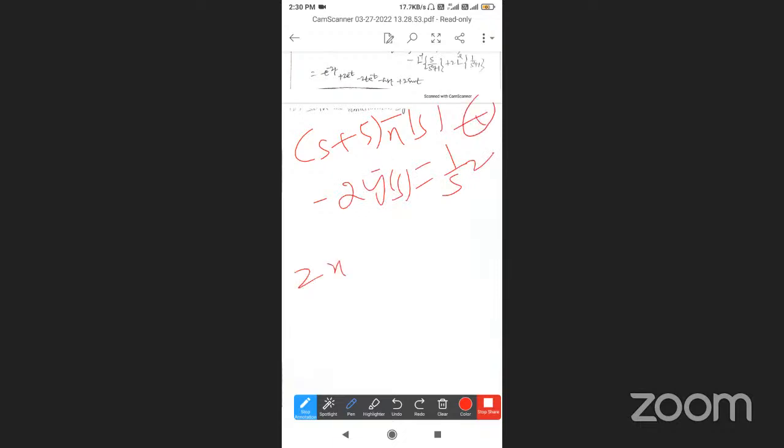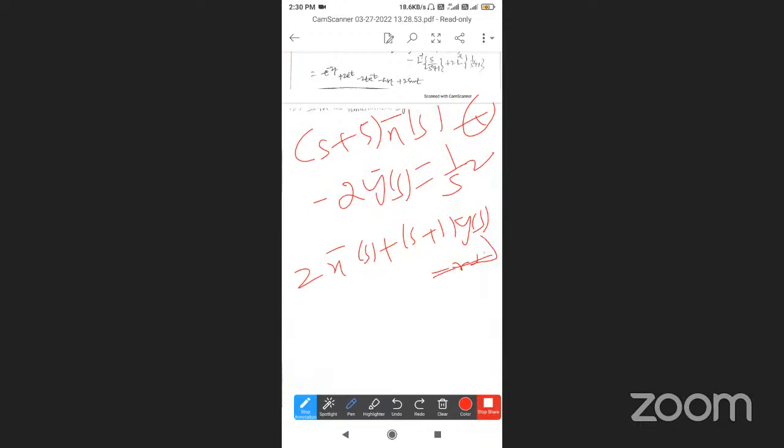So this is clear. What happened is: (s + 5) x̄(s) − 2ȳ(s) = 1/s². That is one equation. The next equation is 2x̄(s) + (s + 1)ȳ(s) = 0. That is your second equation.